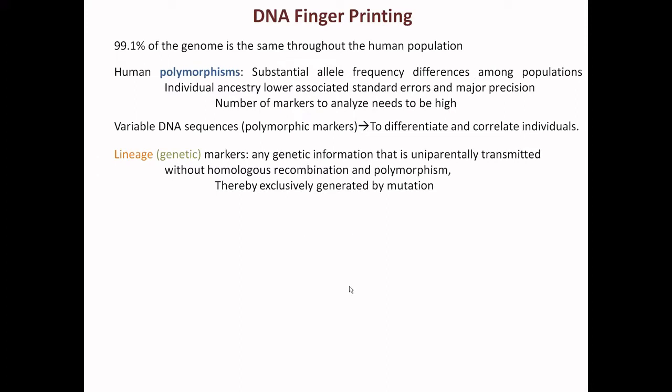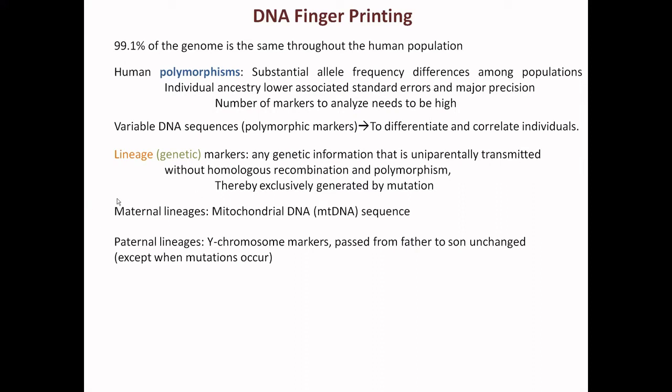Lineage or genetic markers. Any genetic information that is uniparentally transmitted without homologous recombination. So during the transmission from the parent to the offspring, there is no recombination, and polymorphism arises exclusively due to mutations. So there is no recombination. Those are the lineage or genetic markers that transmit from the parent to the offspring.